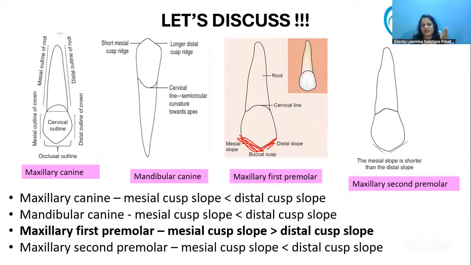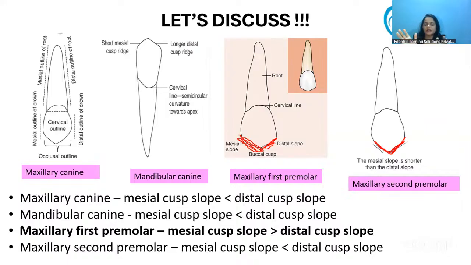Now, what do you mean by cusp slope? The cusp will form like slanting slopes, which will meet at the cusp tip. Okay, so these slopes that are present in the canines and premolars are called the cusp slope. On the mesial side, it is called the mesial cusp slope, and if it is on the distal side, it is called the distal cusp slope.